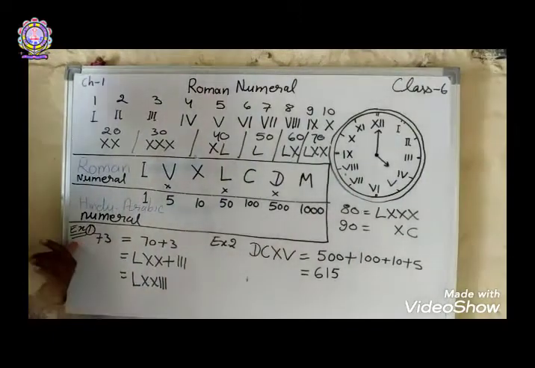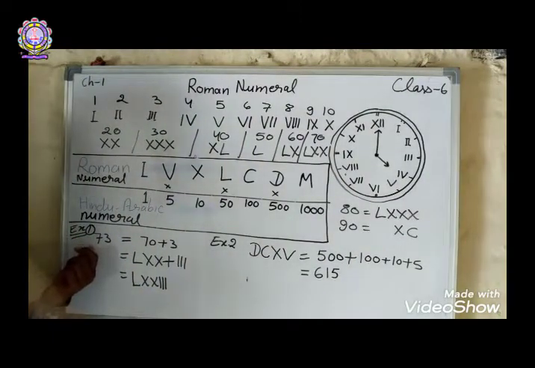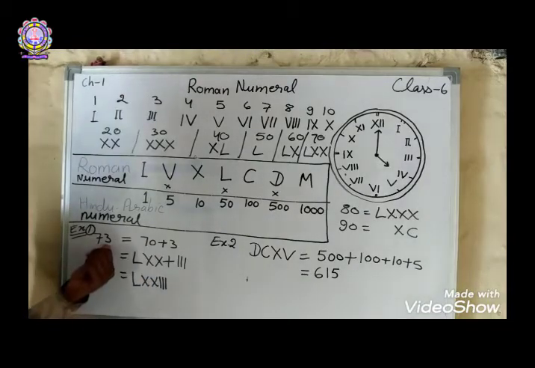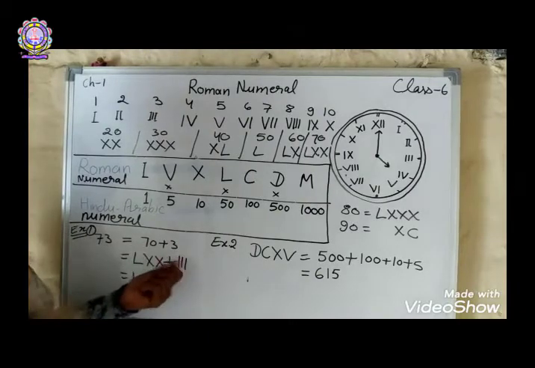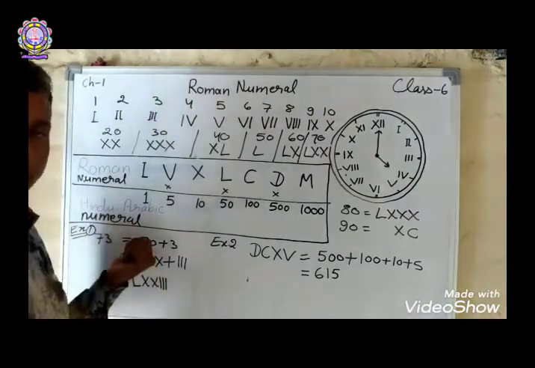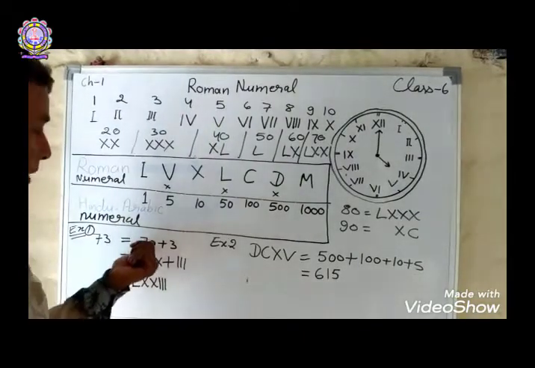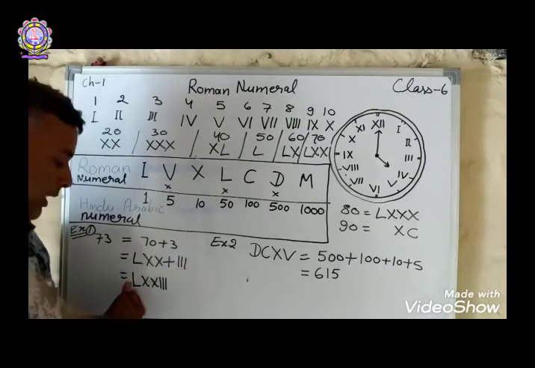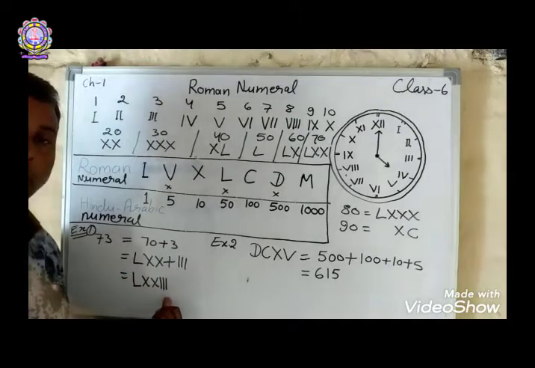Example 1. How to write Hindu Arabic numerals in Roman? 73. So how do we write 70? 70 plus 3. So 70 is also separated into 50 plus 20. So 50 is L, 20 is XX, plus 3. That is LXXIII.